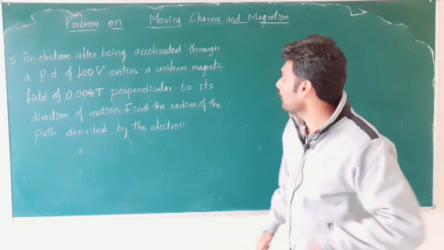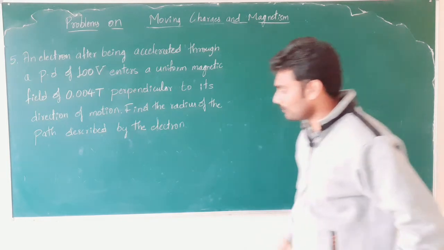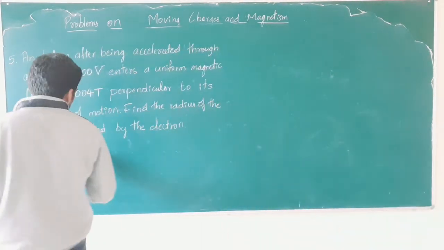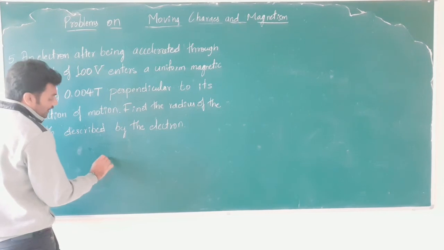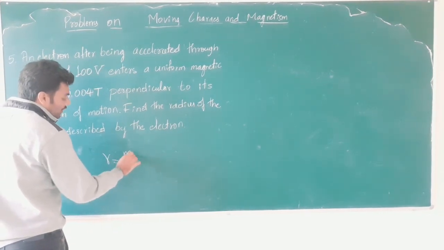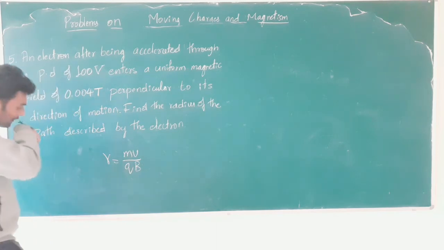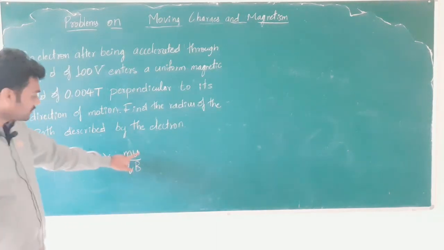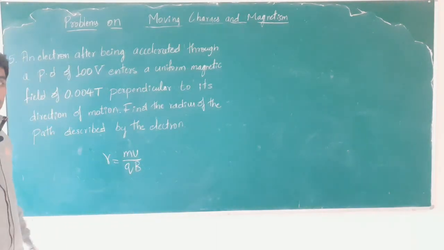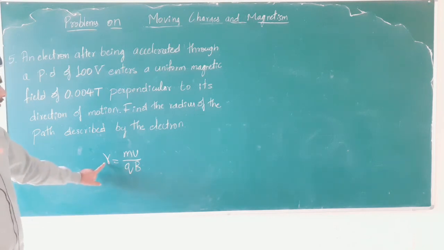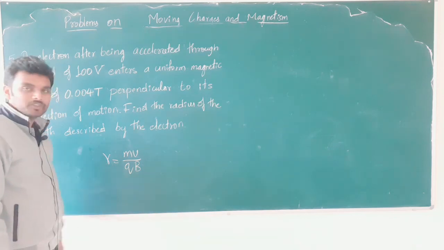We already have the expression for the radius of the path, right? The radius of the path is expressed as R is equal to mv by qB. How do we get that? qvB is equal to mv square by r, and hence we will get this. So R is equal to mv by qB, this is the radius expression.